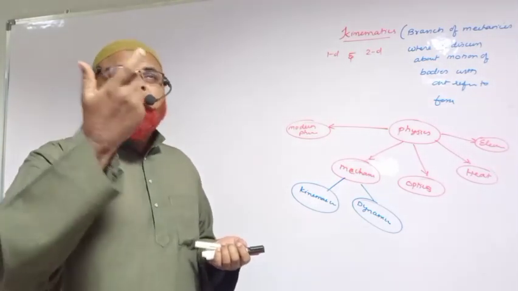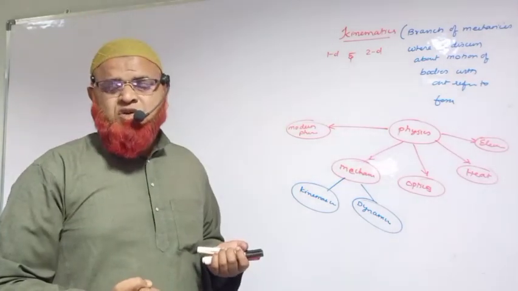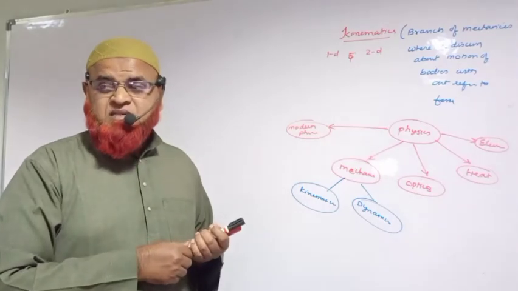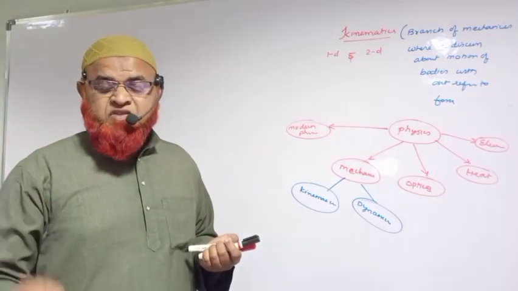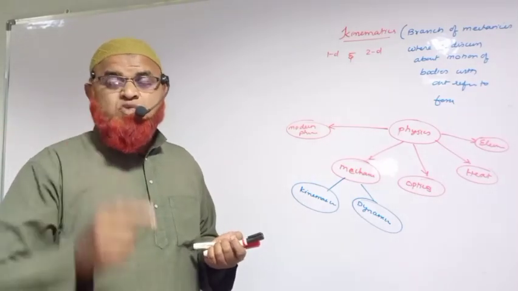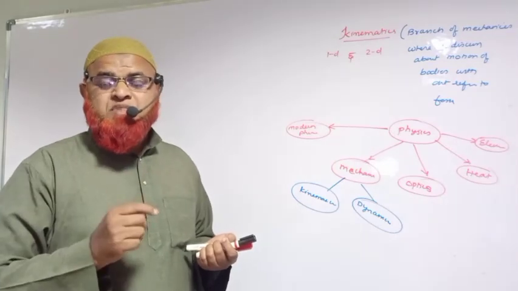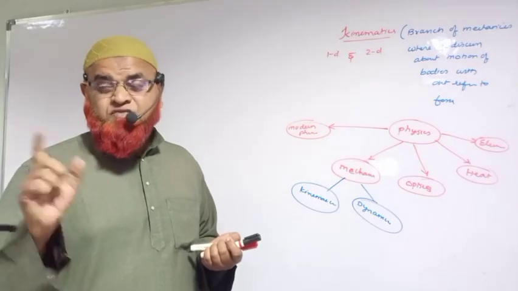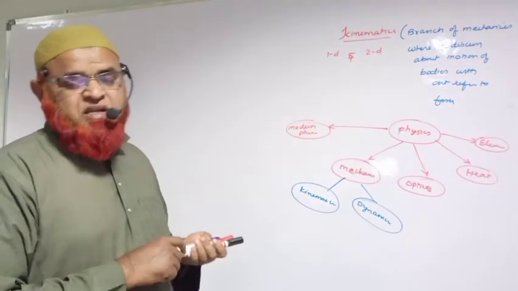When a body is thrown upwards, it is going to fall down automatically. Gravitational force is present, but there is no contact between the force and the body. That's why we are not going to refer to the force in the case of kinematics here.